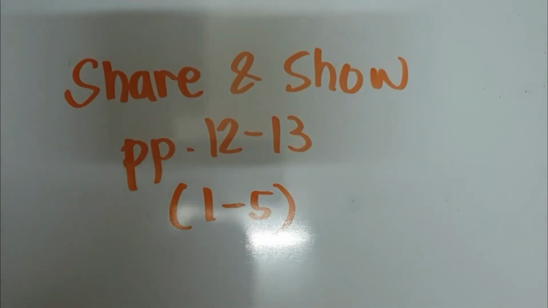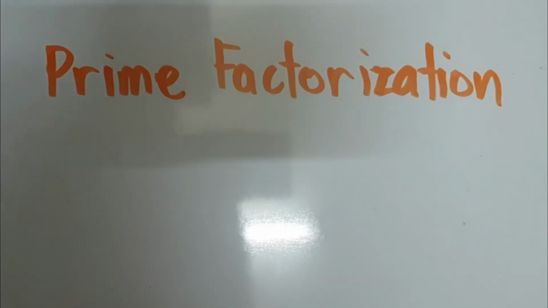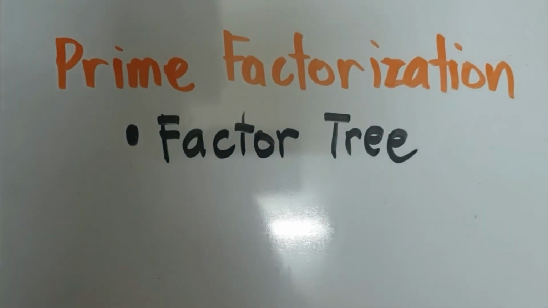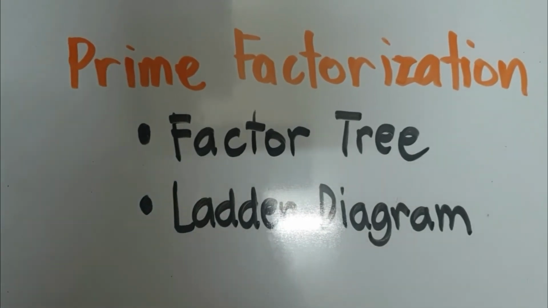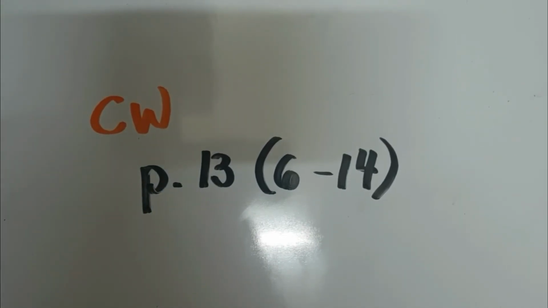Now you can practice it on your own by using Share and Show on pages 12 to 13, numbers 1 to 5. You can practice and then compare your answers to my answers later. Remember that to find the prime factorization of a number, we can use two methods. One is by using the factor tree, and another one is by using a ladder diagram. Then please do and submit numbers 6 to 14, page 13 for your classwork.